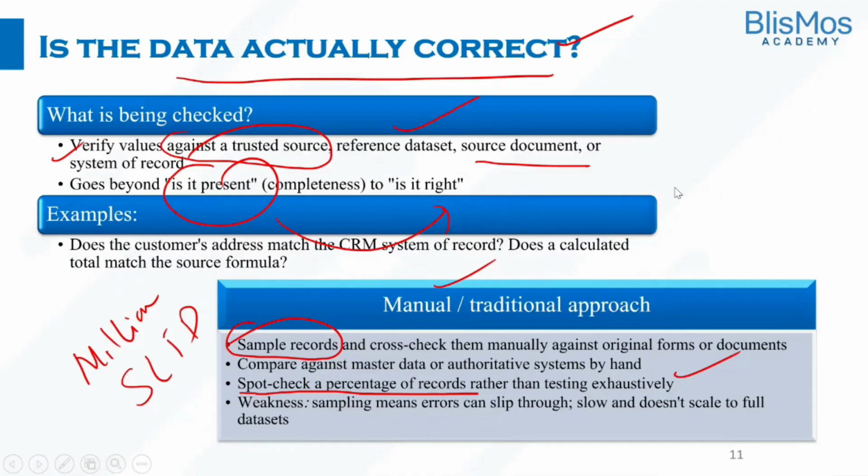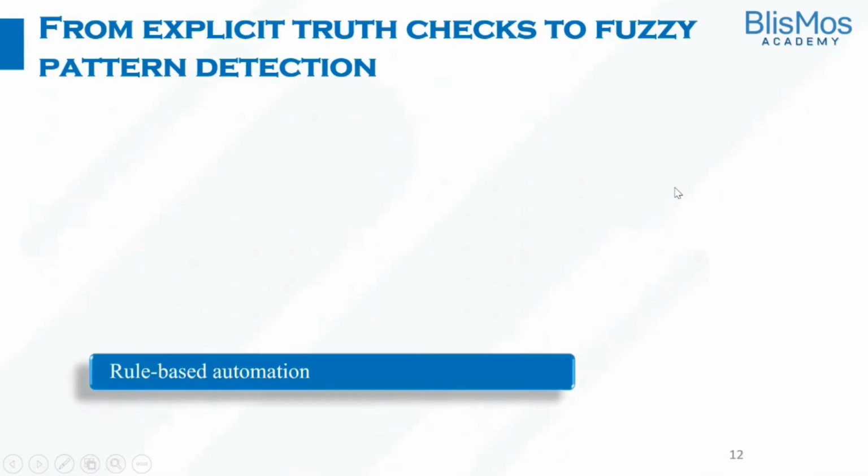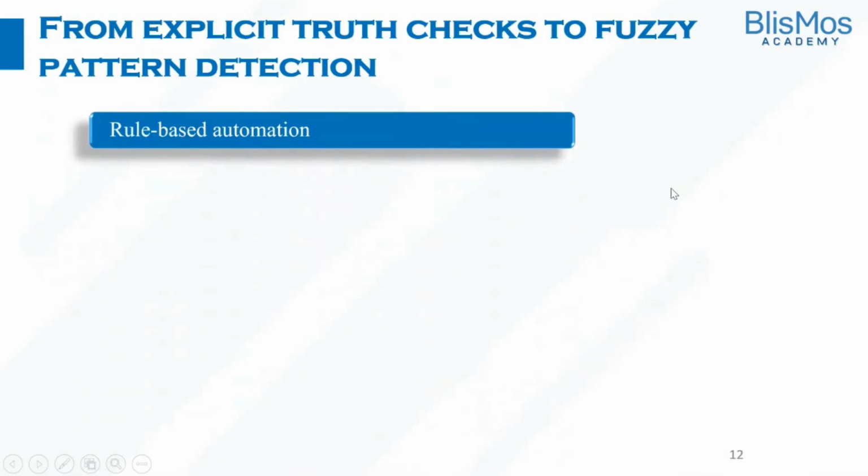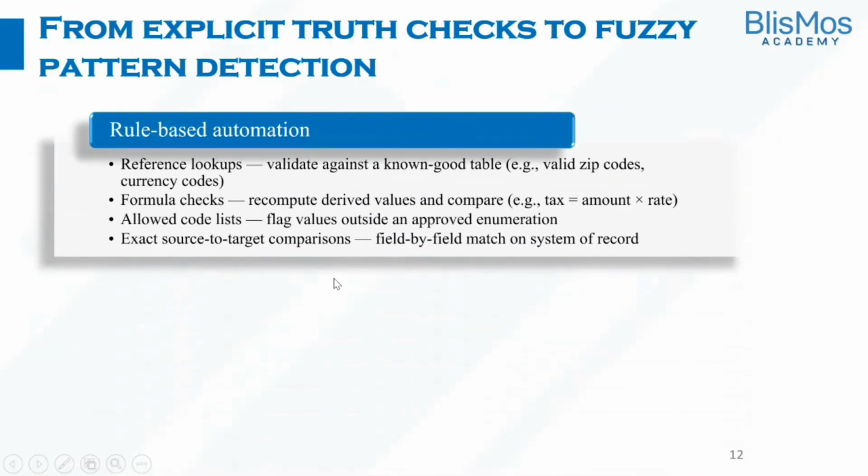Our thought process is we should take a hybrid approach in automating the data accuracy. Consider rule-based automation by doing reference lookups and formula checks, where you recompute the derived values and compare with the target values, check against the allowed code list, and also perform exact source to target comparisons.